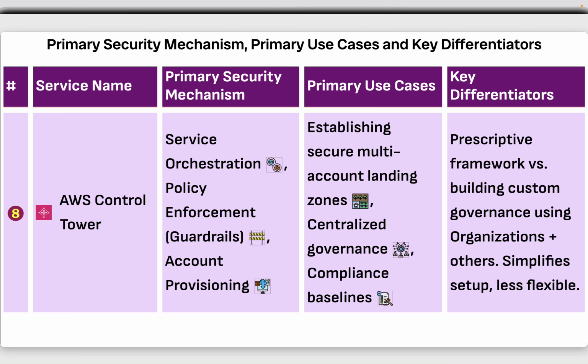Next, we have AWS Control Tower. The primary security mechanism is service orchestration, policy enforcement through guardrails, and account provisioning. Primary use cases are establishing secure multi-account landing zones, centralized governance, and compliance baselines. Key differentiators are a prescriptive framework versus building custom governance, for example, Organizations plus others. It simplifies setup, but it's less flexible.